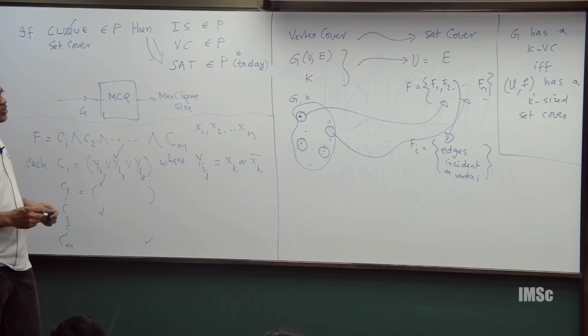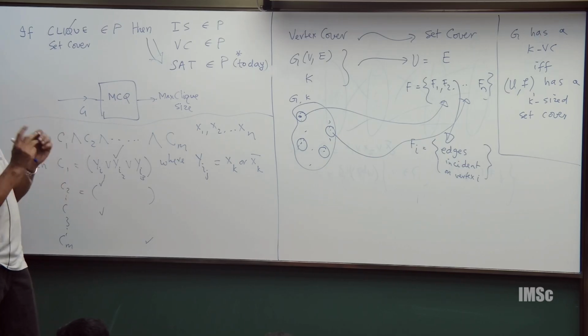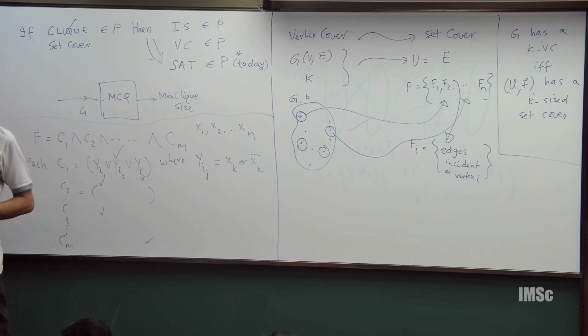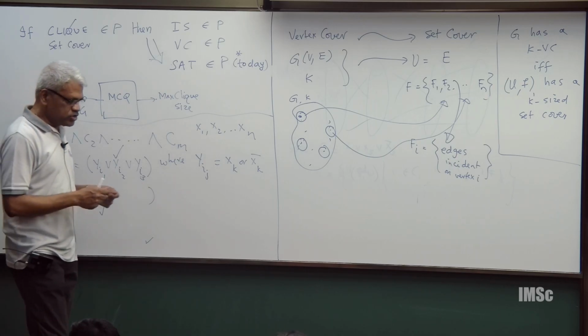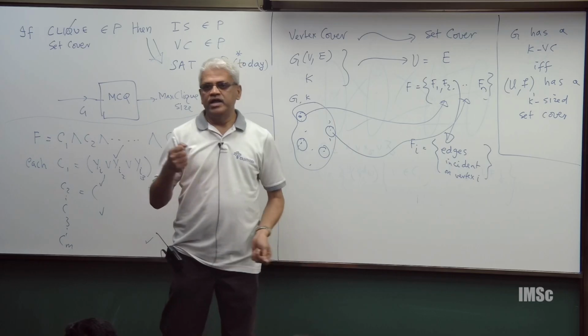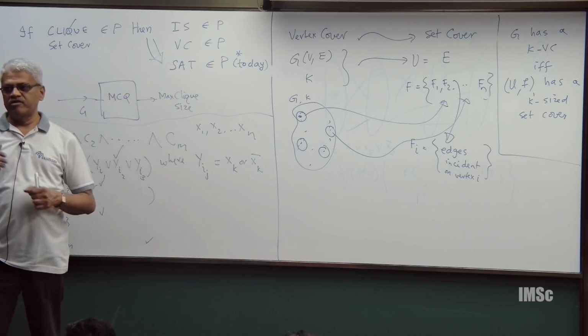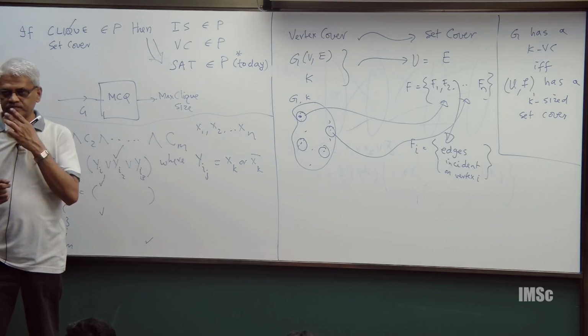Good. Okay. So, now we have hundreds, thousands of reductions, and there is this big list of NP-hard problems, and they are believed not to be in P because there are lots of them, and if any one of them has a polynomial time algorithm, all of them have a polynomial time algorithm. So, trying to show a problem is NP-hard is evidence that it cannot have a polynomial time algorithm. Okay.